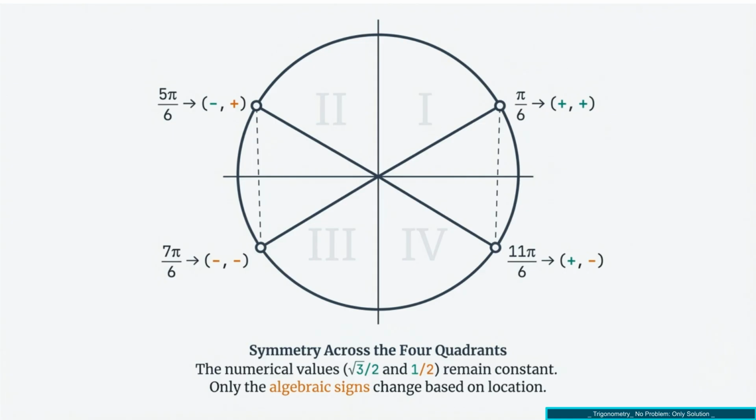Through symmetry across the four quadrants, the numerical values for x and y remain constant, square root of 3 over 2 and 1/2. Only the algebraic signs change based on the quadrant location.